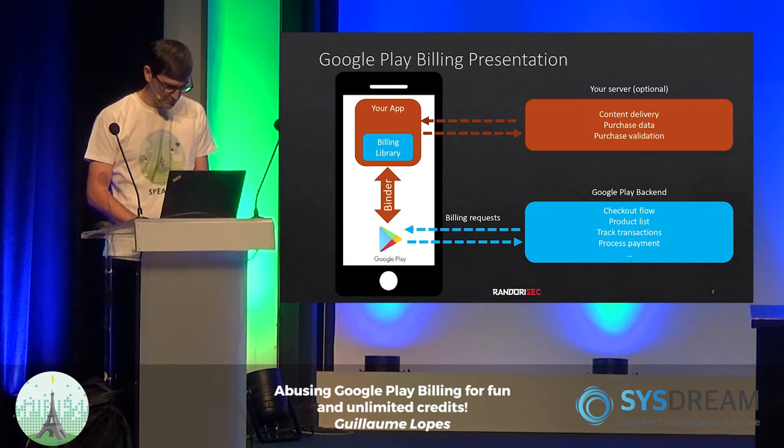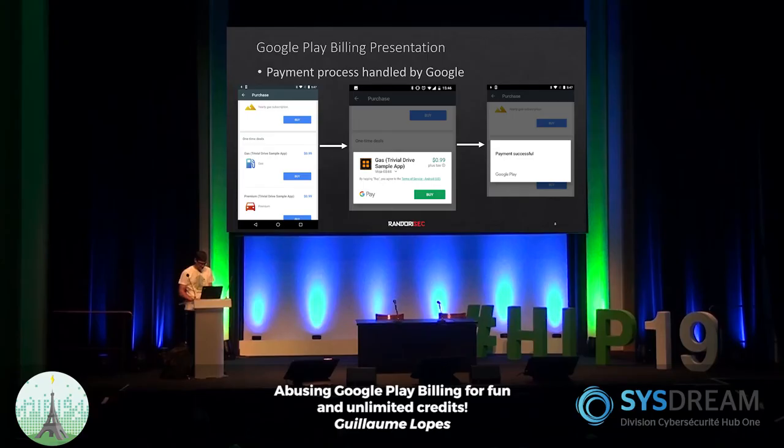So, just in case you never used it, it is something like that. This example is the Trivial Drive application provided by Google in the documentation. If you click buy here, for instance, you get a pop-up saying, okay, do you want to buy this product? The price is this, and you just need to click buy, and then the payment method is asked. So if you pay by credit card or voucher code or something else. In fact, this pop-up is already the Google Play app. When you see this pop-up, you are not anymore on your Android application. And so if the payment goes well and is successful, then you go back to your application, and then your application needs to handle this successful payment to deliver the product.